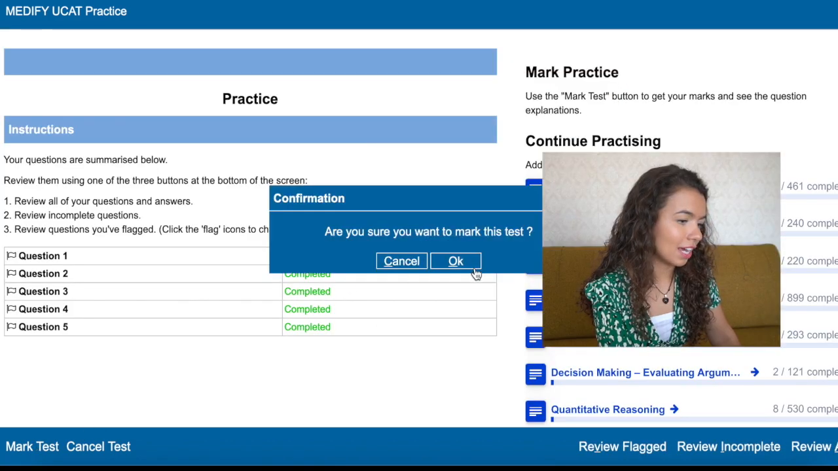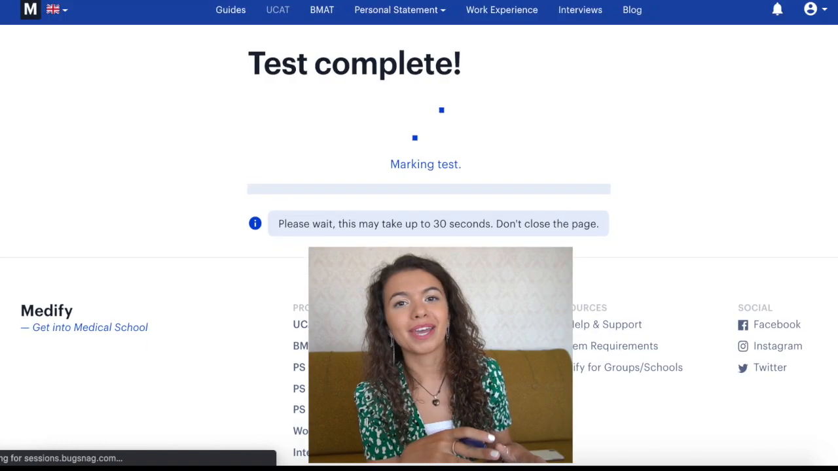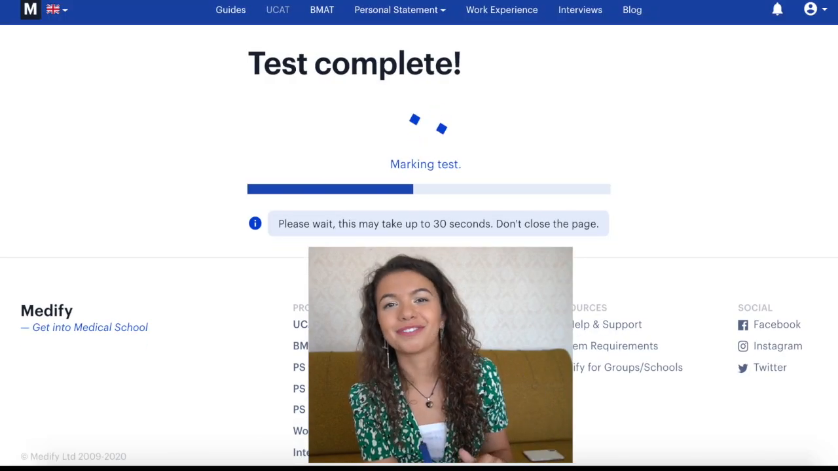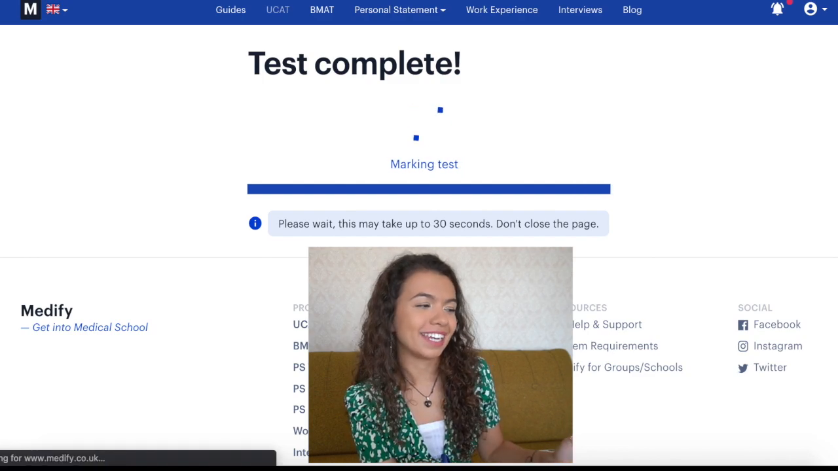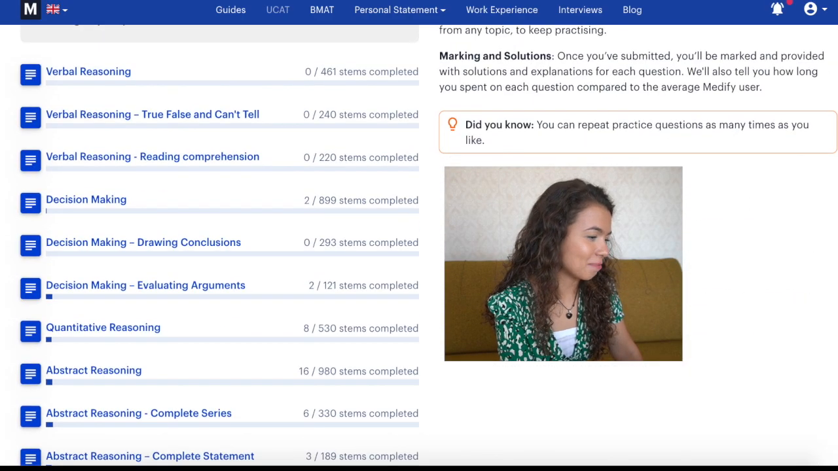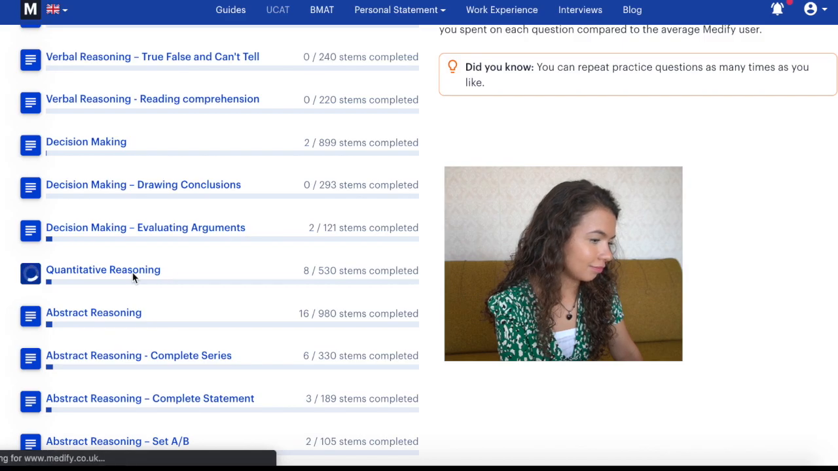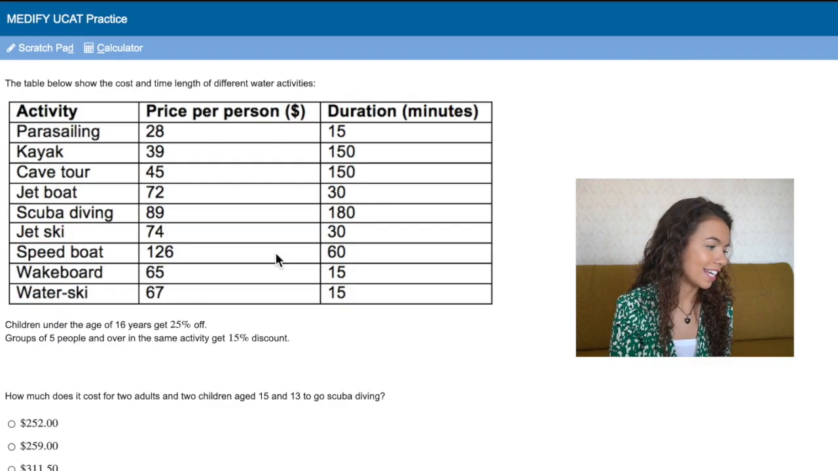Next, mark test, fingers crossed. By the way, if anything of what I've said doesn't make any sense, then feel free to leave me a comment in the comment section below and I'll try and explain it a bit more clearly. Yay, we've got them all correct again. Okay, next question. I think we're going to do a few more and then probably call it a day.